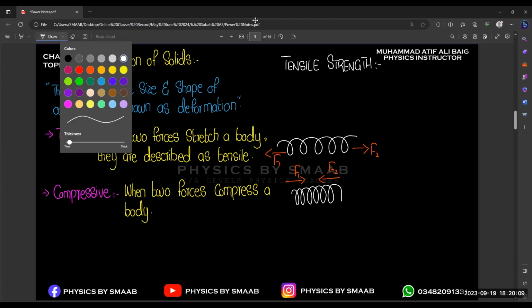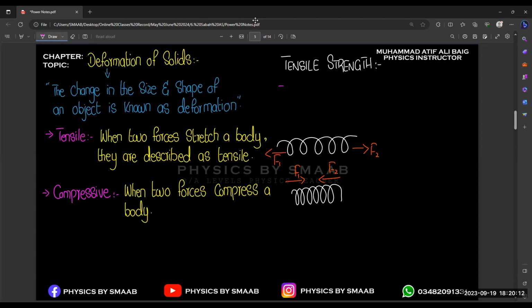So if we talk about the concept of tensile strength, we can say that it is the amount of load or stress a material can handle until it stretches and breaks, right? By the name tensile strength, you got the concept.